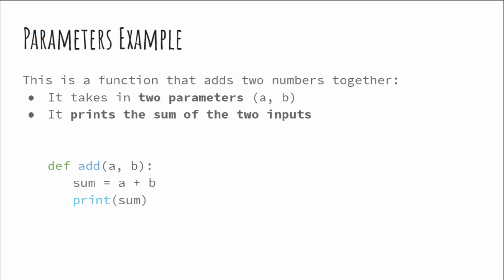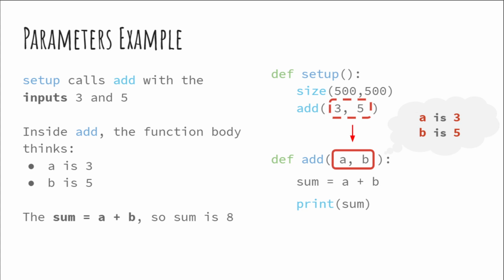So that's a simple function that takes parameters, and you can see that it works with variables, it works with numbers, all of that just works very straightforwardly. And you can see again here, we go through it, we say inside the body of add, it treats a as being the value 3 and b as being the value 5. So here it would print 8.